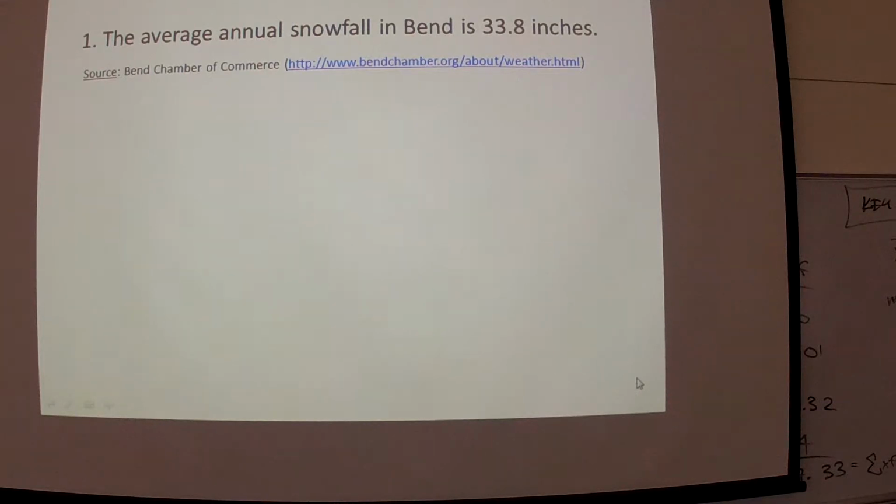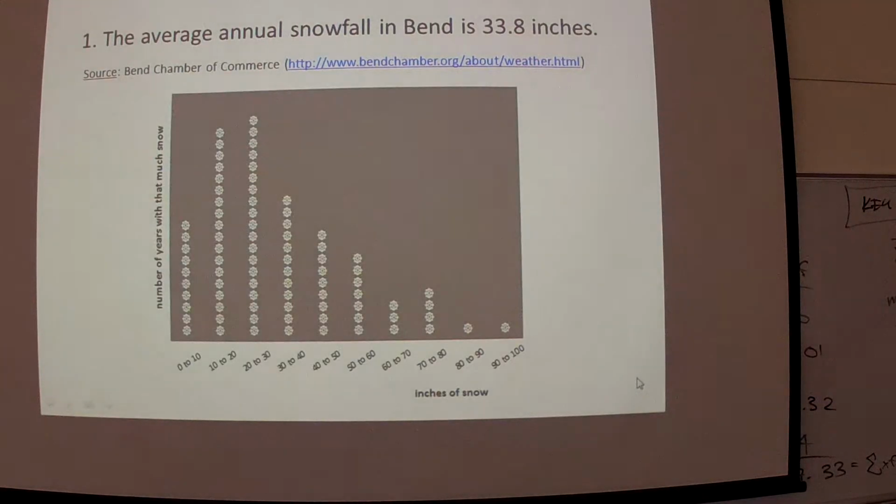For the Bend Chamber of Commerce, average annual snowfall in Bend, 33.8 inches. I closed this section with some misuses of central tendency. Okay, so the average annual snowfall is 33.8 inches. I believe it. And you guys are going to analyze this later on in this course. I actually have maybe 110 years or so worth of snowfall data. Not tracked by myself, I've got a repository, plus I've been tracking for about 5 years myself. That's what I've got so far.